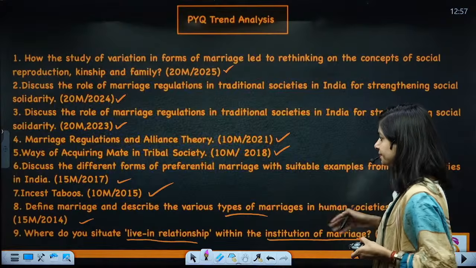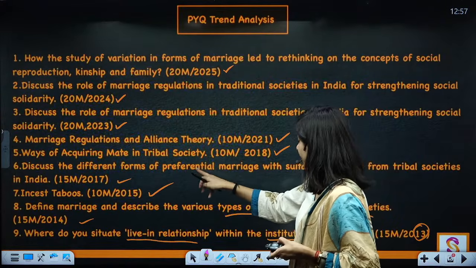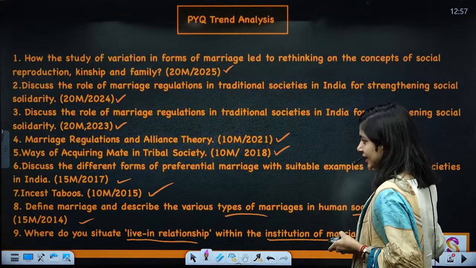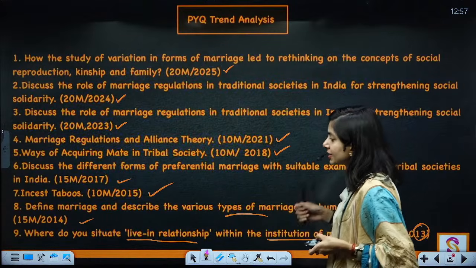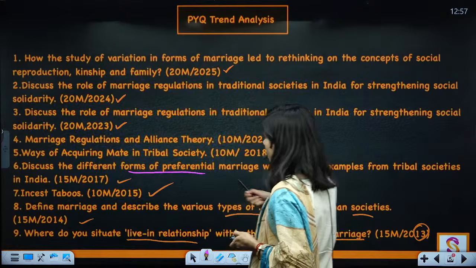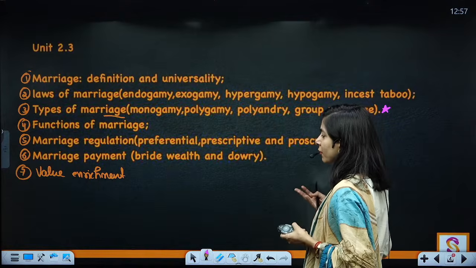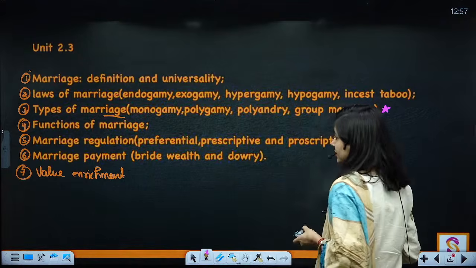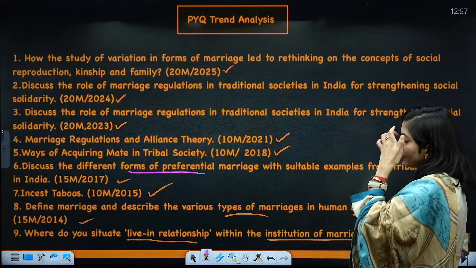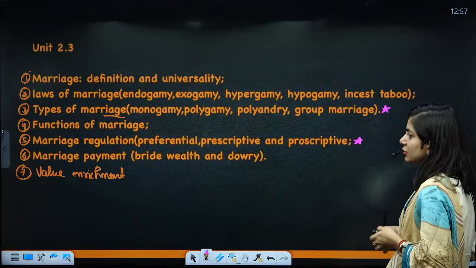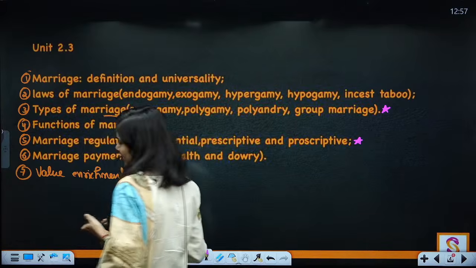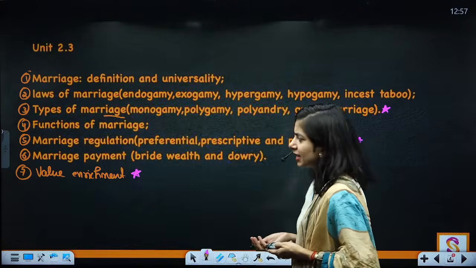Next part: discuss the different forms of preferential marriage with suitable examples from tribal societies in India. Here they are asking the question based upon the different forms. So we have different forms, and they are asking us about the preferential form. So again here they had asked the question. Next, ways of acquiring the mate in tribal society. This is part of value enrichment. I mean, it's part of the static syllabus.